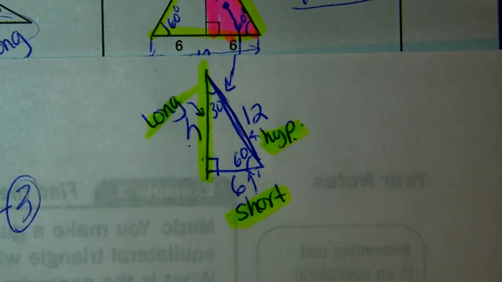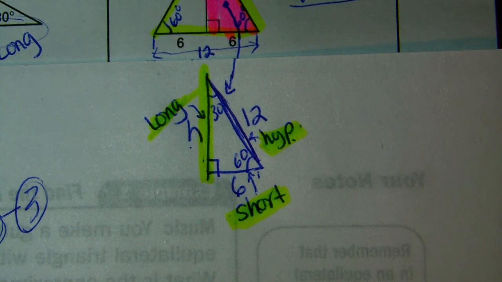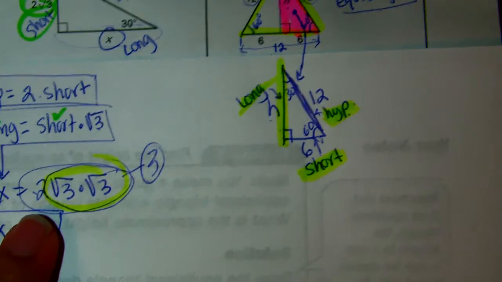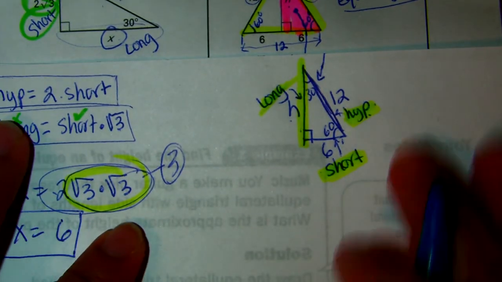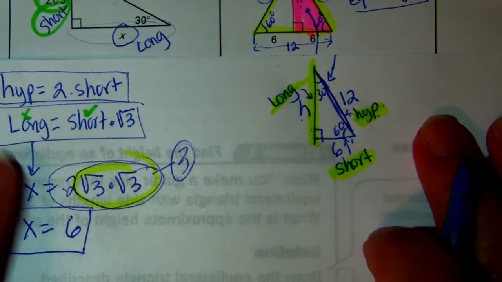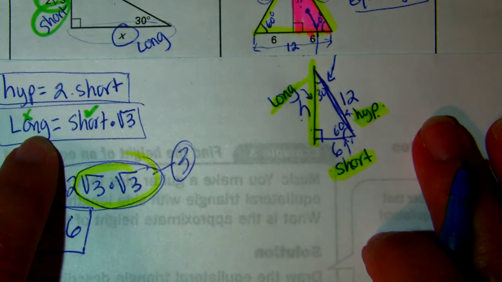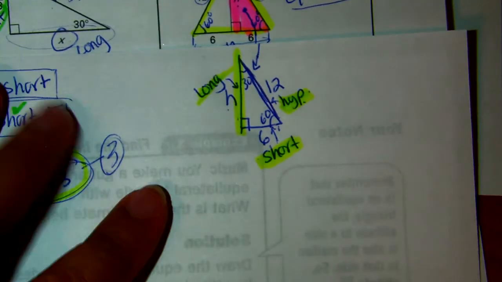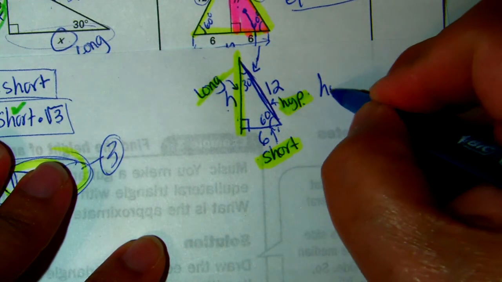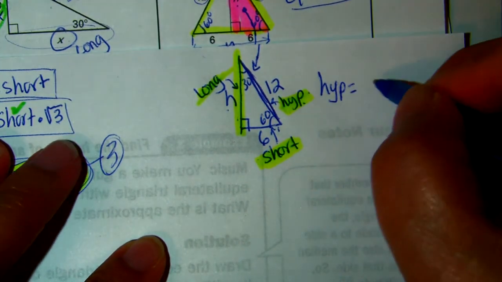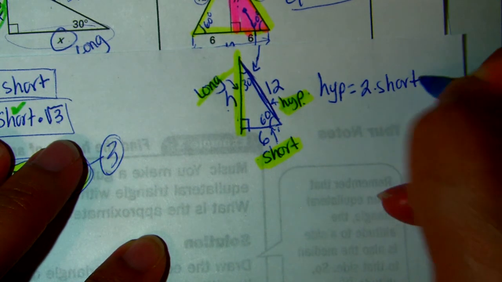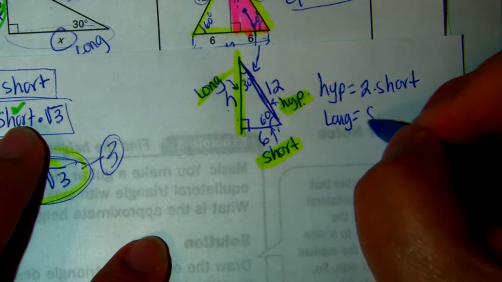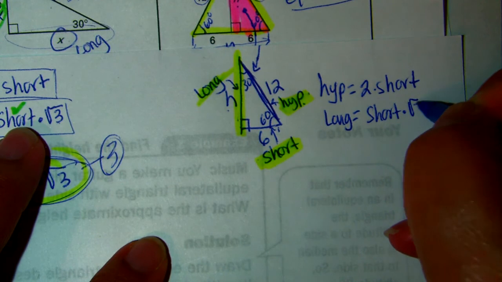So again, we have the formulas right here. Let me zoom out now. Back again. We have the 2 formulas right here. Remember? Hypotenuse equals 2 times the short, long equals short times square root of 3. So I think it helps if you write them again. Hypotenuse equals 2 times the short, and the long equals short times square root of 3.